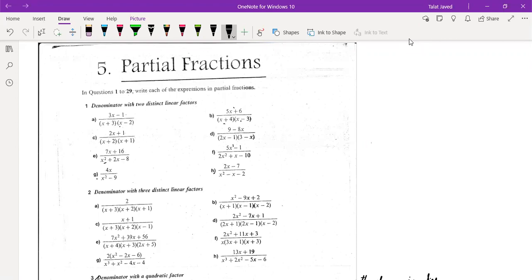Today I'll make you learn the partial fraction of A-level mathematics P3. There are three types of partial fraction. Today we will learn type 1.